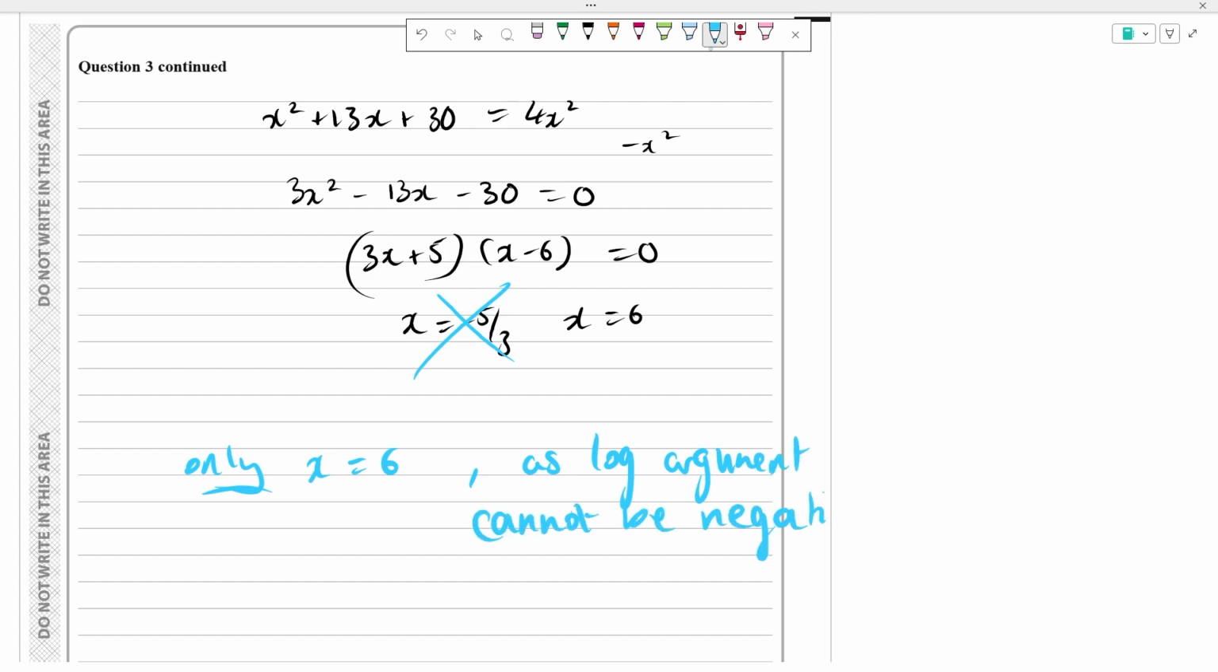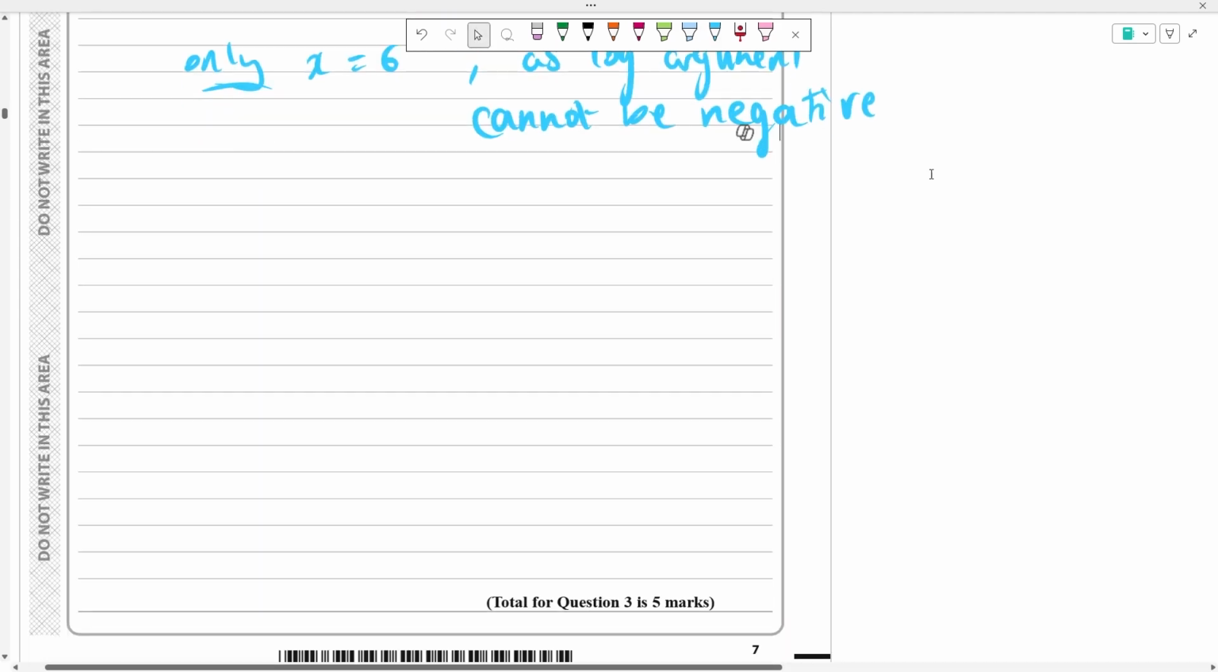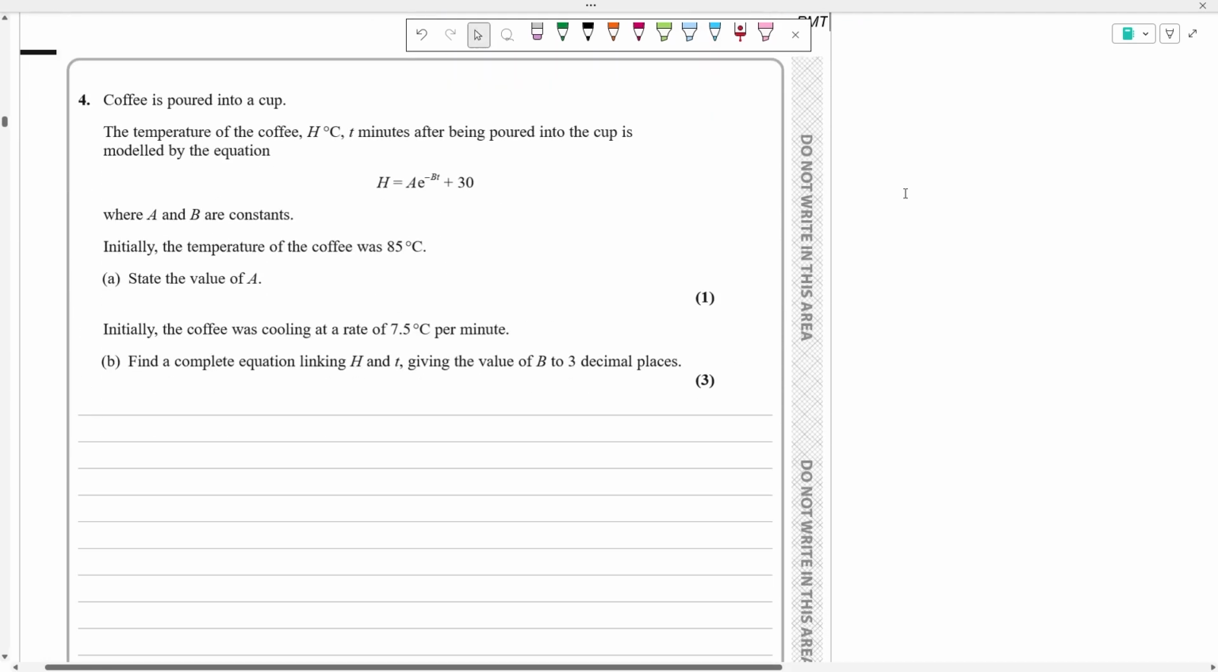Okay, otherwise you'll get some sort of imaginary number or just an error in your calculator. Cool. Part 4. Coffee is poured into a cup. The temperature of the coffee, H degrees Celsius, T minutes after being poured into the cup, is modeled by the equation this. Initially, the temperature of the coffee was 85 degrees Celsius. State the value of A.